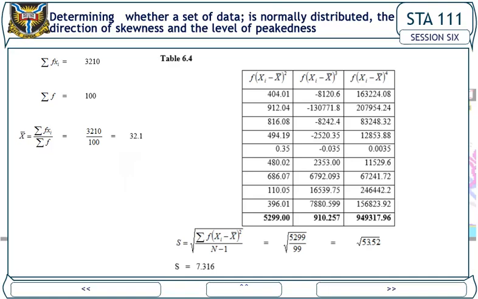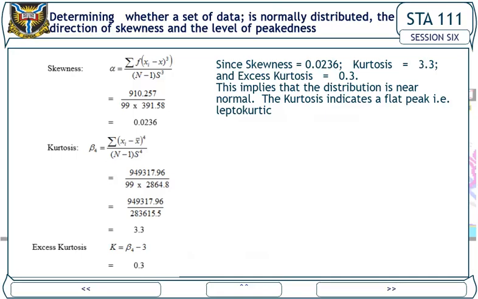Summation fxi is equal to 3210. Summation f is equal to 100. X bar is equal to summation fx over summation f is equal to 32.1. Table 6.4. S is equal to 7.316. Skewness is equal to 0.0236.